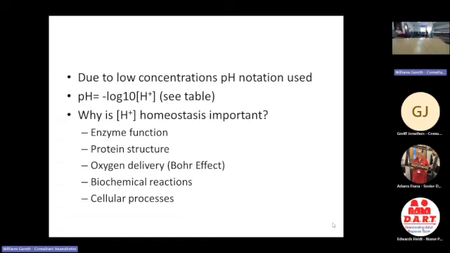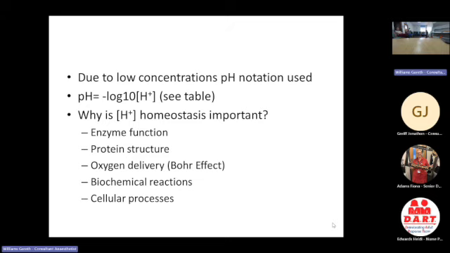Fundamentally, proteins are affected by hydrogen ion concentration. It affects the ionization of proteins. So enzymes, which are fundamental catalysts to so many metabolic processes, and protein structures change. We know hemoglobin either takes up or gives up oxygen differently under different pHs. The Bohr effect, I'm sure you're familiar with. And intracellular processes, again, DNA and mRNA synthesis, are all fundamentally affected by pH.